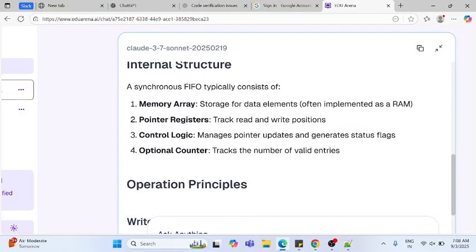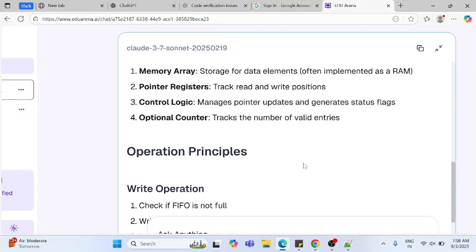Internal structure. A synchronous FIFO typically consists of a memory array, storage for data elements, often implemented as a RAM, so that they are internally managed. With respect to the interface of the synchronous FIFO, you have a clock, a reset, a write request, and a read request. They are inputs, and then we have data in, which is also an input. Then we have the empty flag, the full flag, and then the data out.